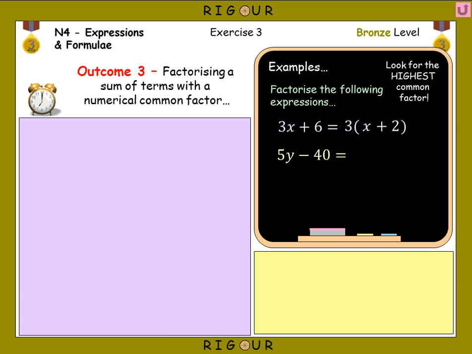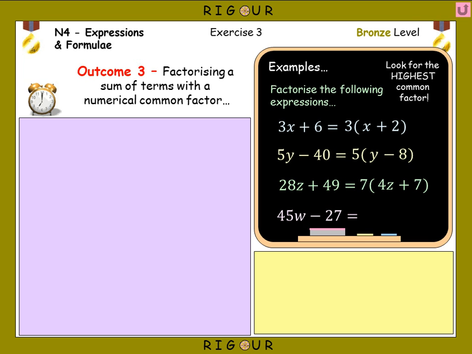Second example, so what's the biggest number we can divide 5y and minus 40 by? So the biggest number we can divide both of these terms by is 5, so 5 goes outside the bracket. So 5 times y gives us 5y, and 5 times negative 8 would give us an answer of minus 40. And we can always multiply out these brackets to double check that we've done it right. So the biggest number we can divide 28z and 49 by is actually 7, so 7 goes outside the bracket. So 7 times what gives us 28z? So 7 times 4z gives us 28z, and 7 times plus 7 gives us positive 49.